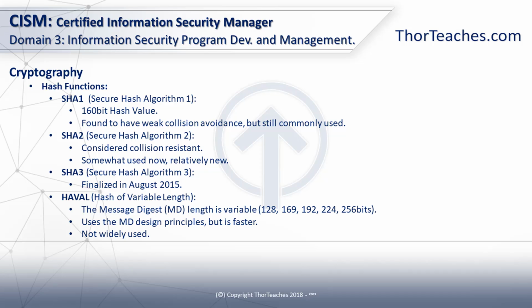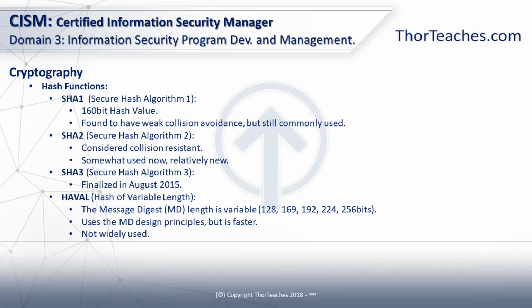So SHA-1, 2, and 3 are Secure Hash Algorithm 1, 2, and 3. SHA-1 uses a 160-bit hash value, that's the fixed length output. It does have weak collision avoidance, but it's still very commonly used. Both SHA-2 and SHA-3 are considered collision resistant, and both are also somewhat used now.